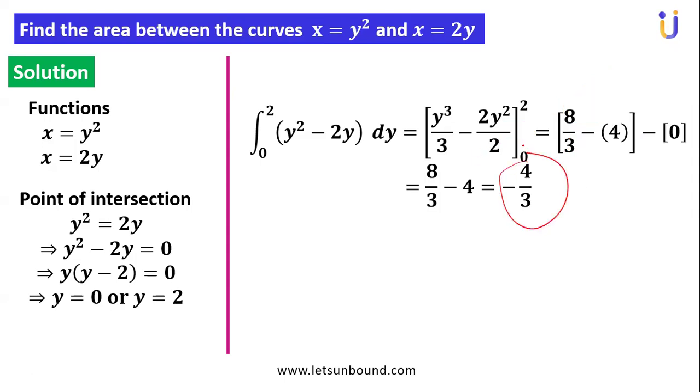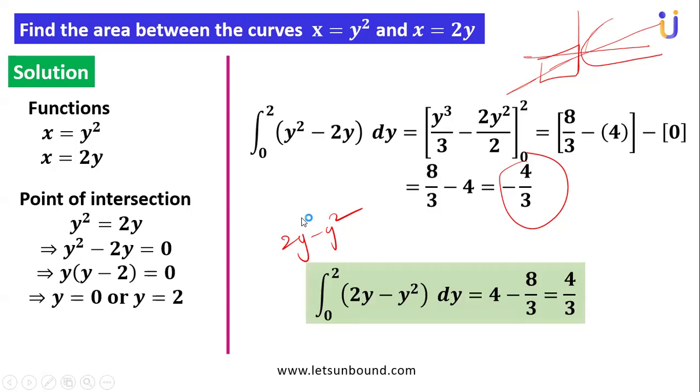But I got a negative. The problem is, this is my y, x is equal to y square. This is my 2x. Who's the rightmost? The line got extended. That is the rightmost, right? So it will be 2y minus y square, right? And applying it correctly, I will get a positive answer, 4 by 3 square roots.